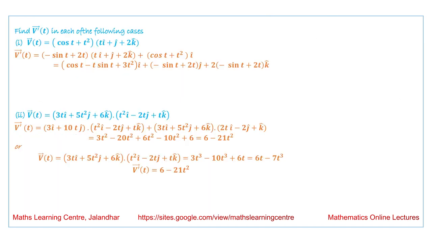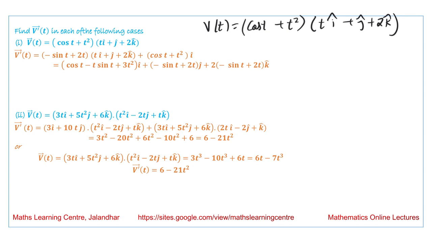Next we have certain problems based upon what we have studied till now. The first question is that this function is given: v of t is equal to (cos t plus t square) into (t I cap plus j cap plus 2 times k cap), and we have to calculate the derivative of this function.